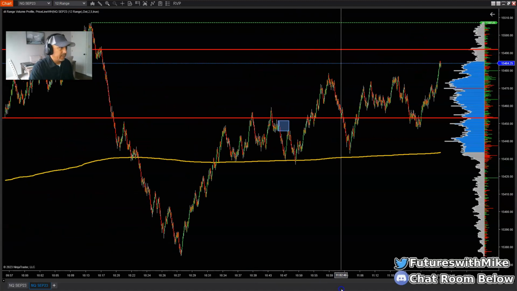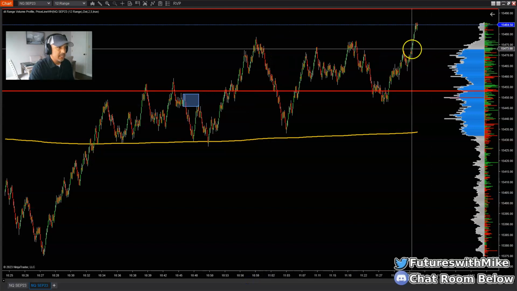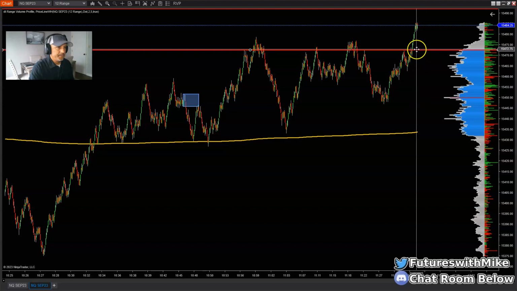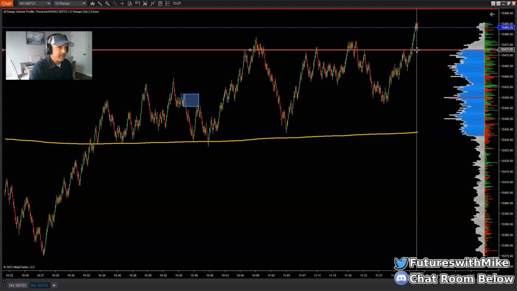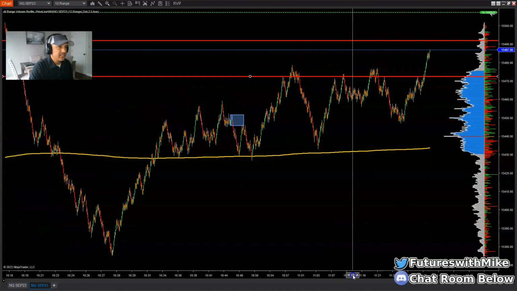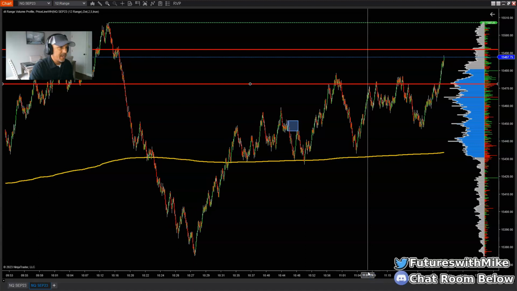Let me see here what takes place here. I would prefer to see a pullback to possibly this area here around 73 or 72.5 and maybe take a pullback. But it's moving. It's not even waiting for me. It's going right up there to it. And I said 40.90. Look at it.